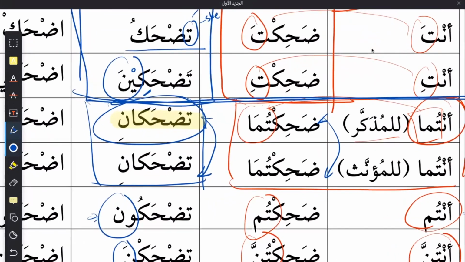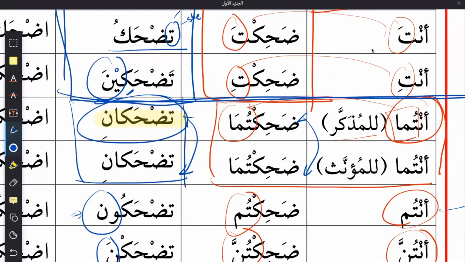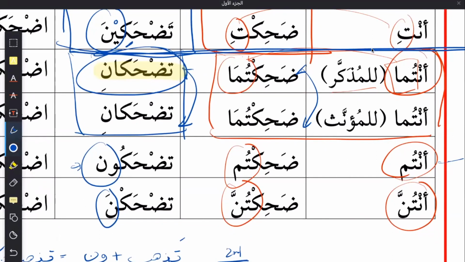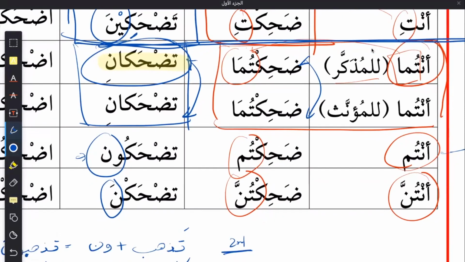Got it? And for the duals, it's just like the nouns. You add alif and nun. Tadhakani, tadhabani, taqra'ani, taktubani. And same thing happens for the plural in a sense that we do the same trick or same ruling from the noun. We add waw noon. Tadhakuna, tadhabuna, taqra'una, taktubuna, una, right?